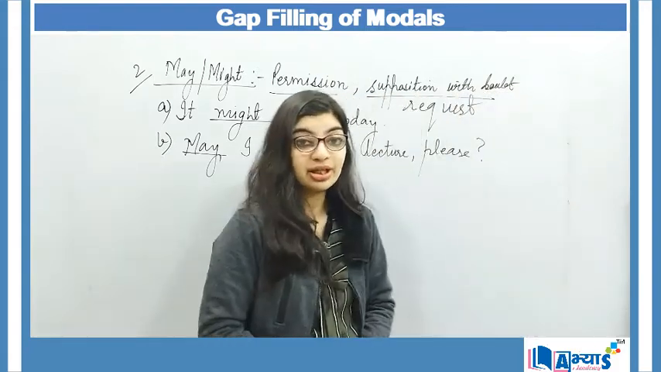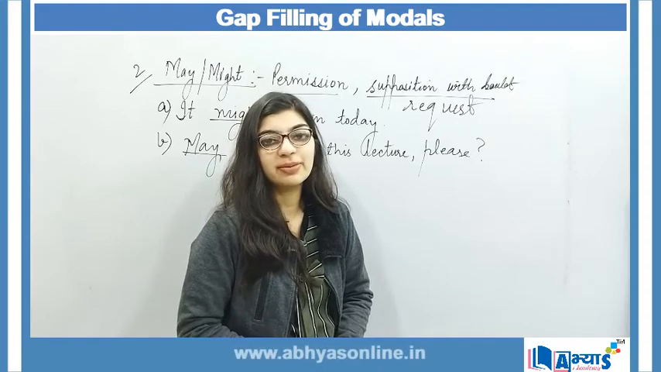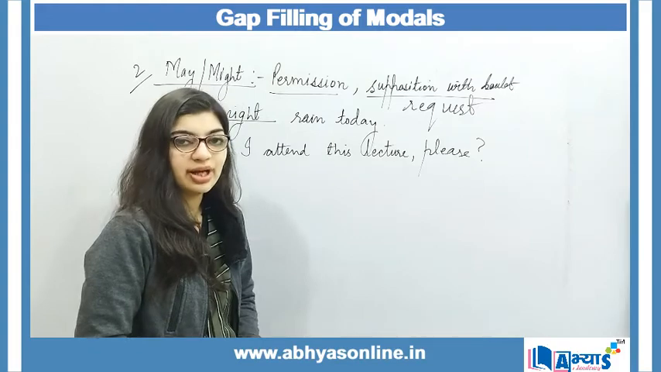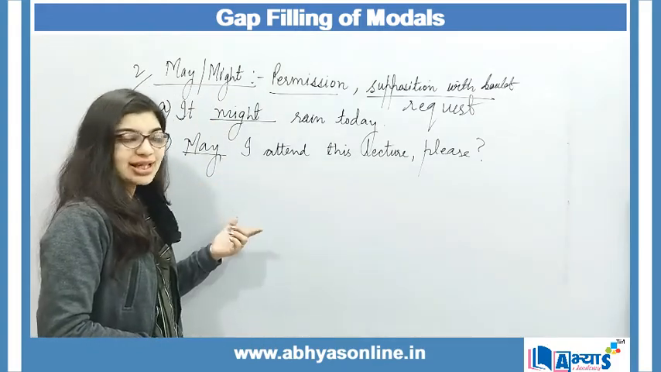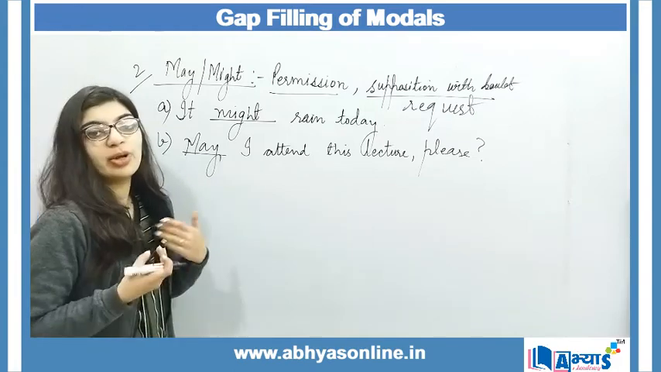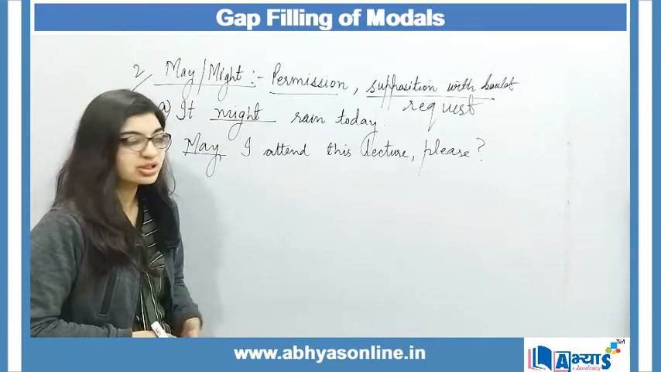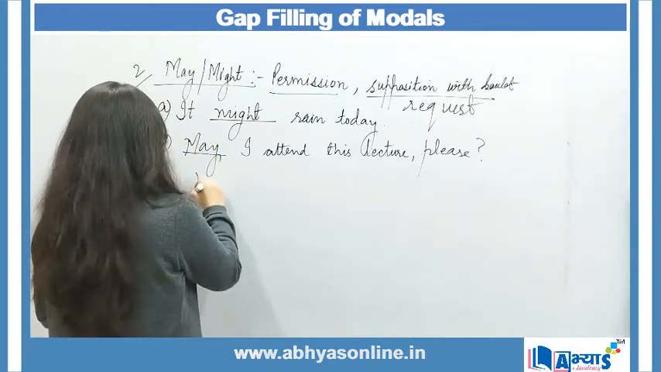Now if maybe the student is at some kind of fault, or maybe the student is punished and the teacher might not allow him to enter the class, so may is used in that case, when you're making some kind of permission. So this is the area where may or might are used, and these can be used for filling the gap. Next we will be discussing must.